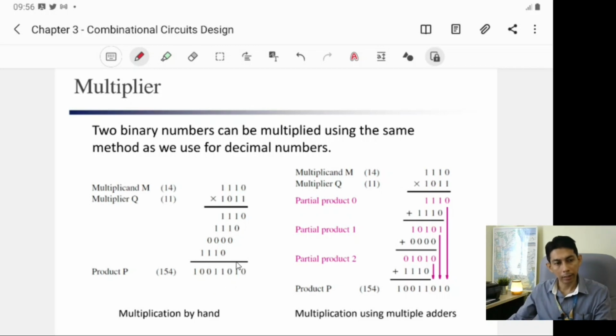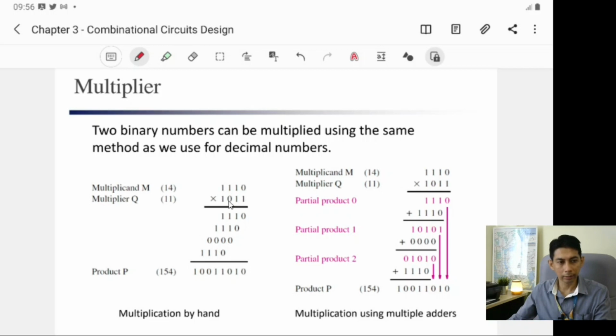Okay. And the good thing about binary is that you only multiply by 1 and by 0. By 1, you get the number back, and by 0, of course, you get 0. So the multiplication is actually easy. Okay, but that is on paper.